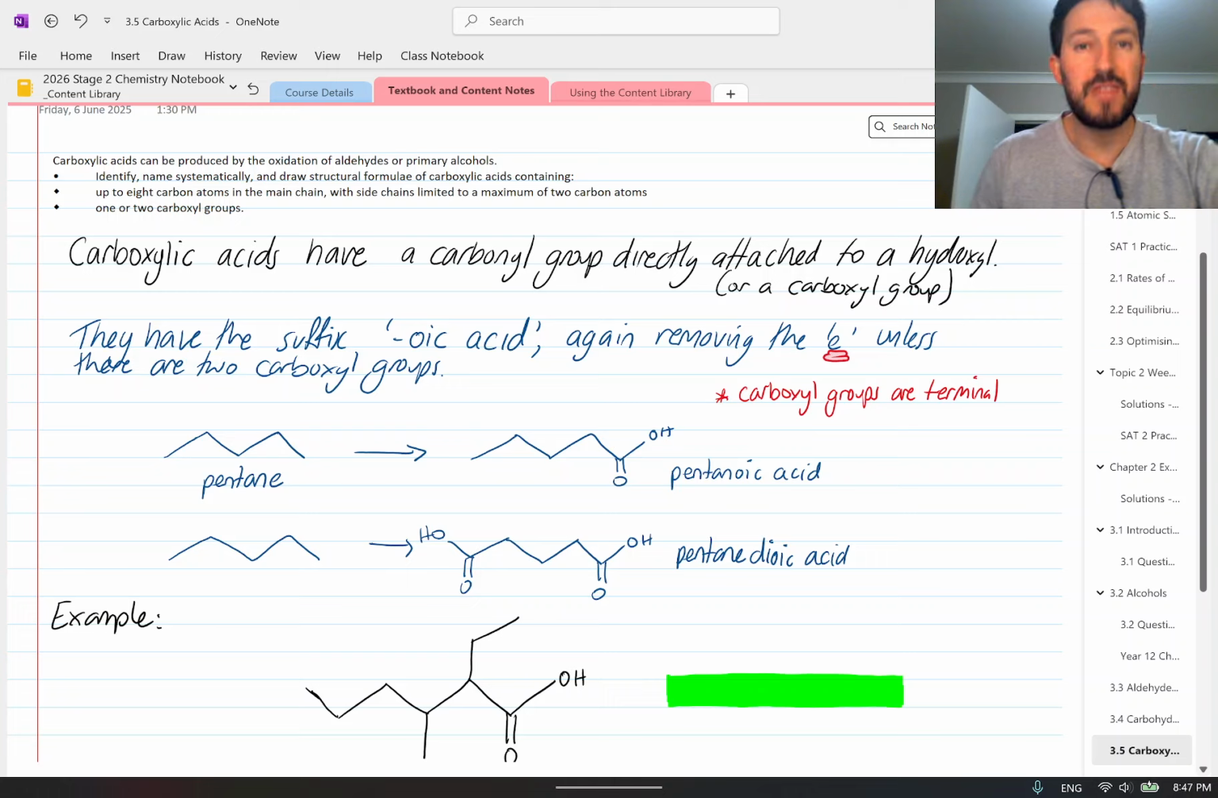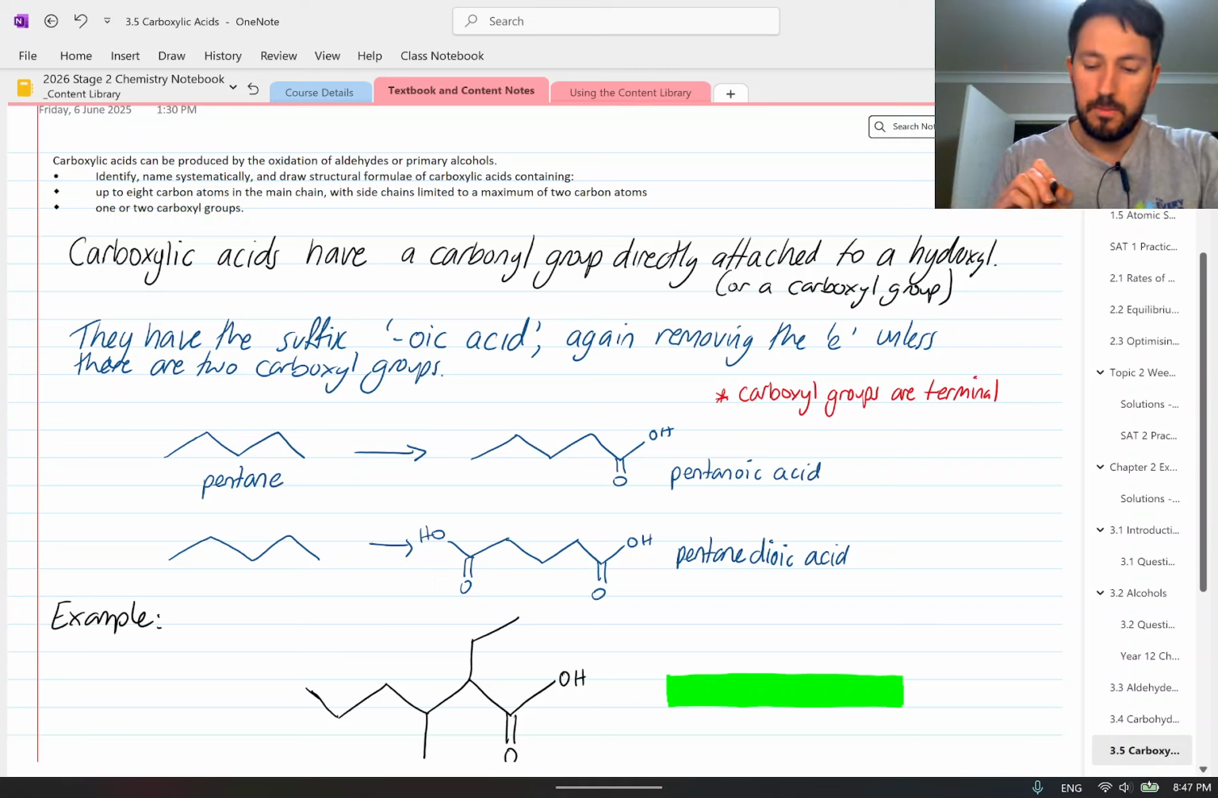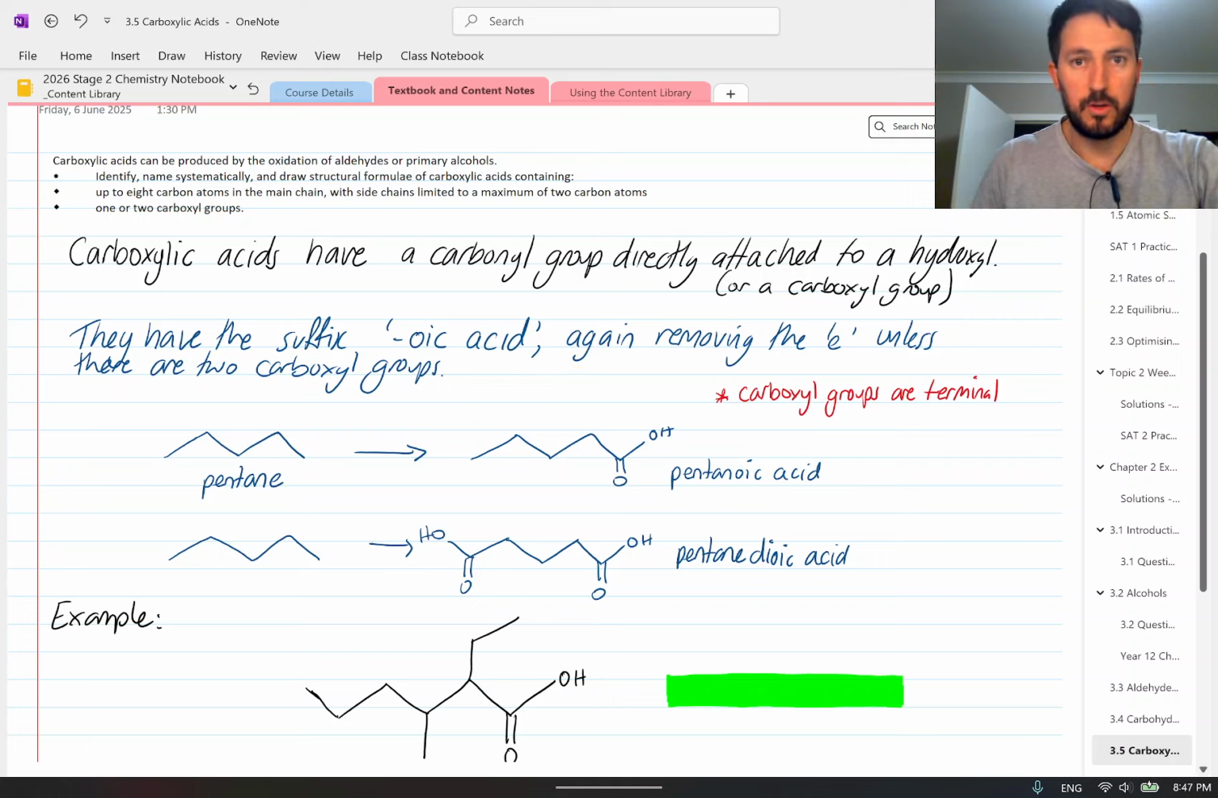You will remove the E like normal, so for example, pentane will become pentan, because the suffix starts with a vowel. If, for example, you have two carboxyl groups, we end up with a dioic acid, and you leave the E back on again. So similar to the other functional groups naming.